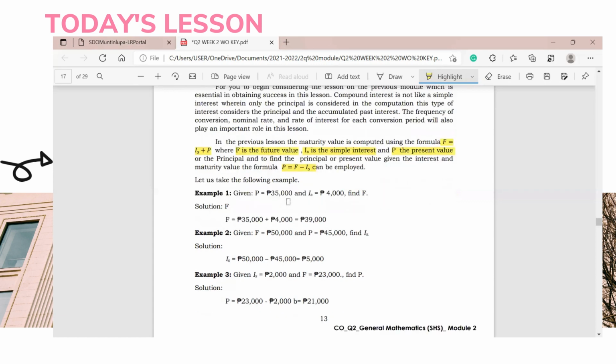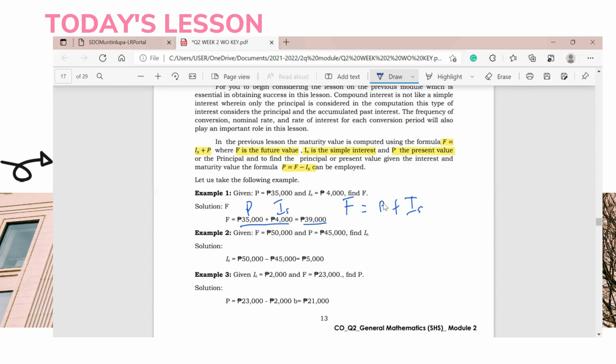Given 35,000 is the principal amount and the simple interest is 4,000, find the future value. The formula for that is F is equal to the principal amount plus the simple interest. So, we have the principal amount here which is 35,000 and then the simple interest. Adding these two will give us the future value equal to 39,500. So, that's the final answer.